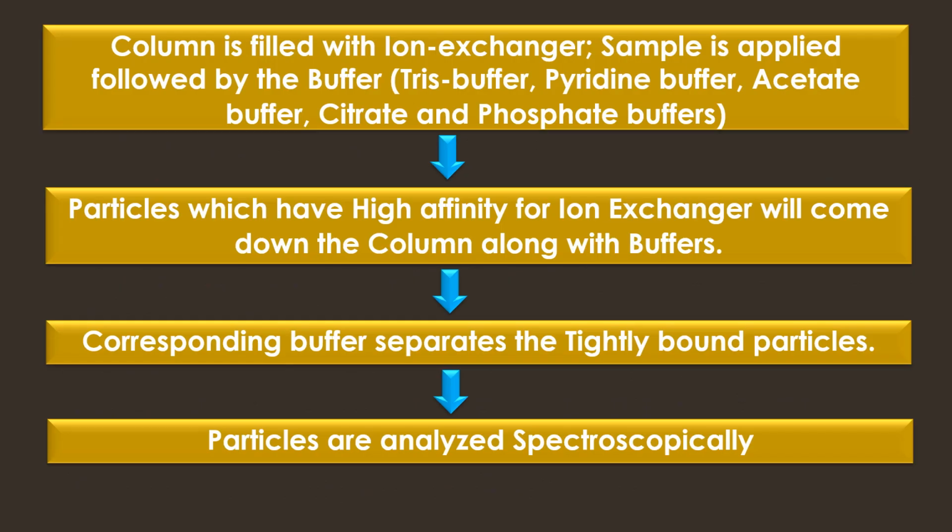First, the column is filled with ion exchanger. Then the sample is applied, followed by the buffer. The tris buffer, pyridine buffer, acetate buffer, citrate buffer, and phosphate buffers are widely used. The particles which have no affinity for the ion exchanger will come down the column along with the buffers. In the next step, corresponding buffers separate the tightly bound particles, and finally these particles are analyzed spectroscopically.